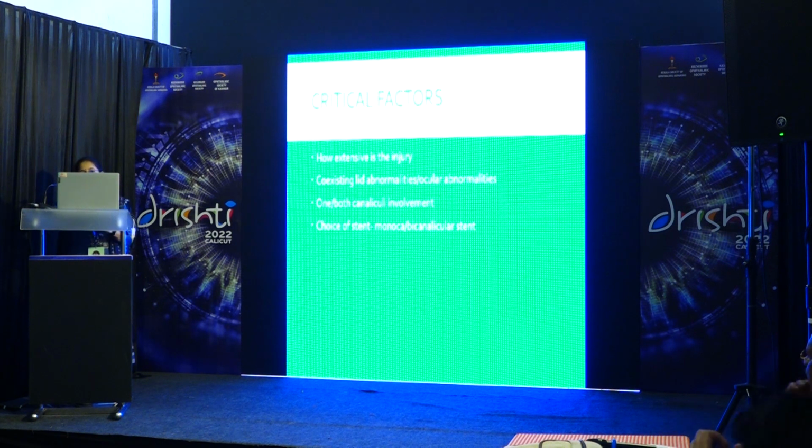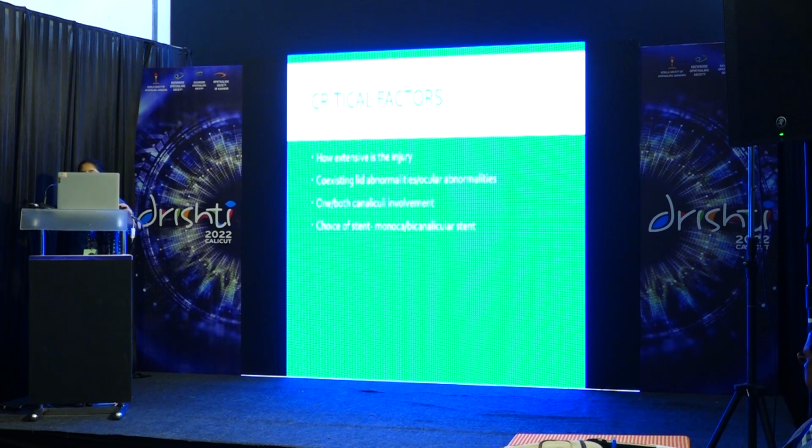The critical factors in the management of canalicular tear would be the extensive nature of the injury and the site of the injury, whether it is proximal or distal. Proximal canalicular tear injuries are likely to have better anatomical and functional results compared to the distal ones, which is close to the medial canthal area. And it is also decided by other coexisting lid abnormalities and ocular abnormalities. And we need to plan our management depending upon presenting one or both canalicular tear involvement.